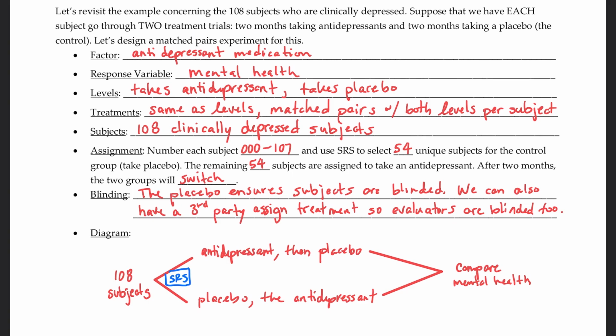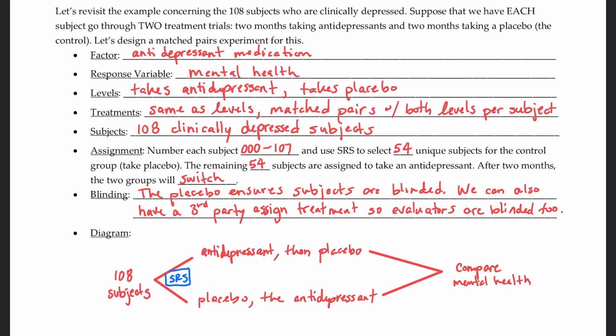Our assignment is we're going to number every subject 000 to 107, use an SRS to select the first 54, and those are going to be put into the control group and take a placebo. And then the other 54 are going to be taking the antidepressant. After 2 months, though, we're going to switch the 2 groups so that they experience the other treatment as well. And so this placebo does make sure that we are blinding our subjects, which is good.